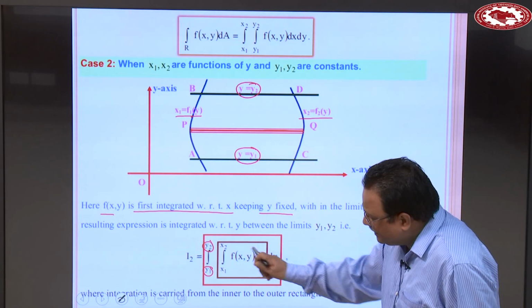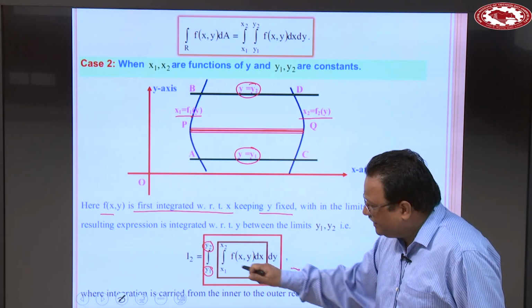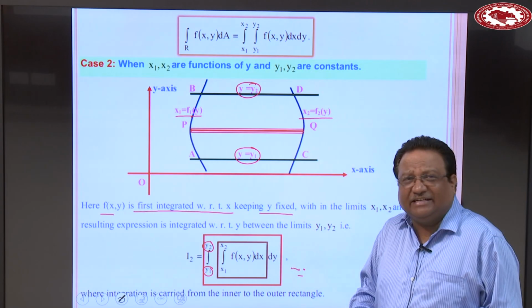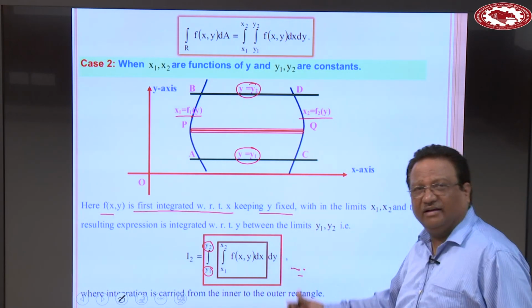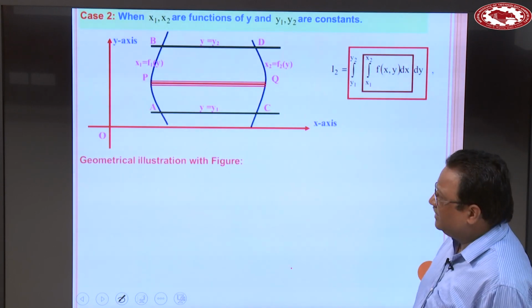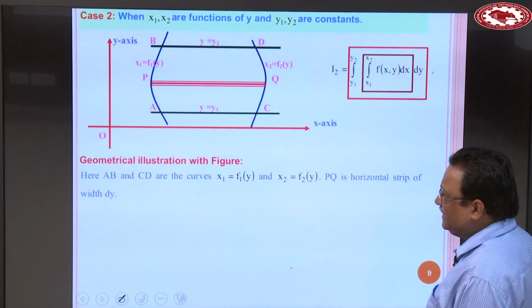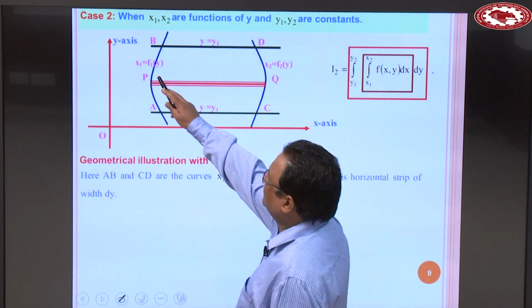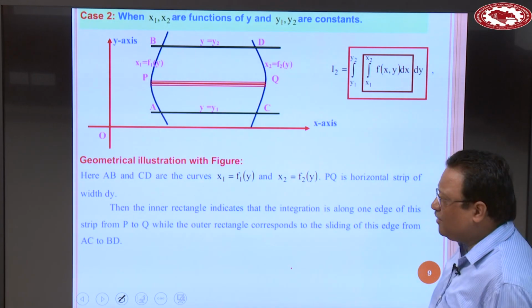तो देखिए जब आप इनर इंटीग्रल को सॉल्व करोगे, x1 एंड x2 आर फंक्शन ऑफ y, क्लियर, तो रिजल्टेंट इज ए फंक्शन ऑफ y, राइट, देन सॉल्व outer integral, right, and on the similar line geometrical illustration is here. AB and CD are curves, x1 is equal to f1(y) and x2 is equal to f2(y), and PQ is horizontal strip of width dy.